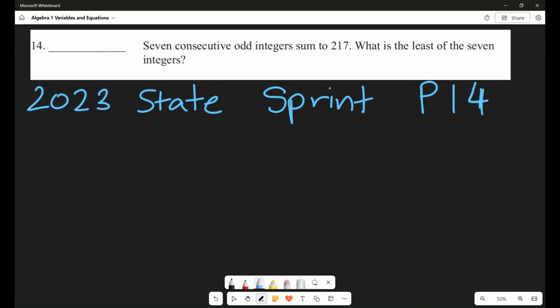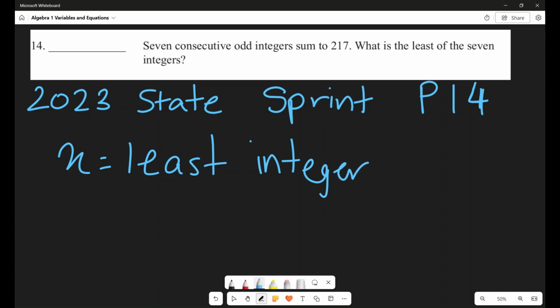Now let's get into something a bit more interesting. 7 consecutive odd integers sum to 217. What is the least of the 7 integers? Well, they are asking for the least of the 7 integers. So we could say let x be the least number, least integer.